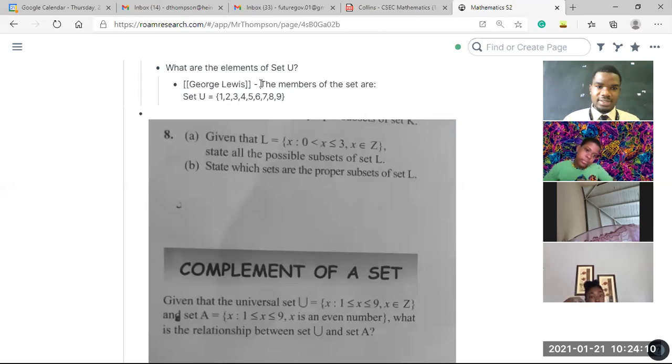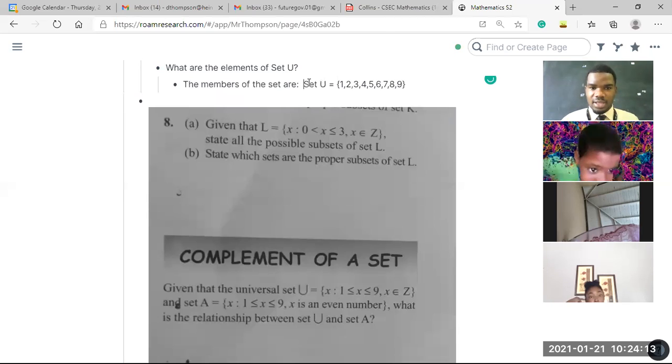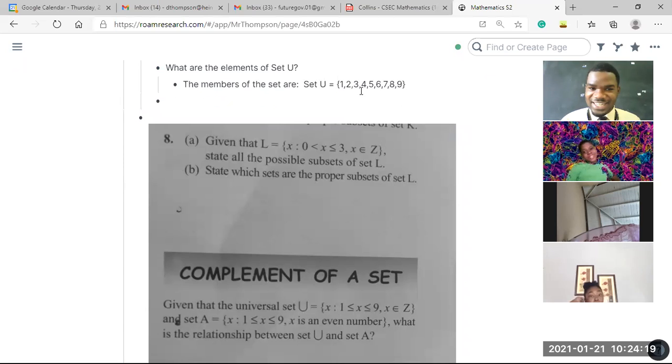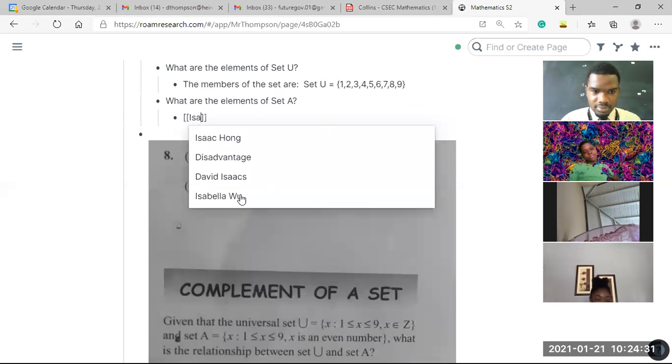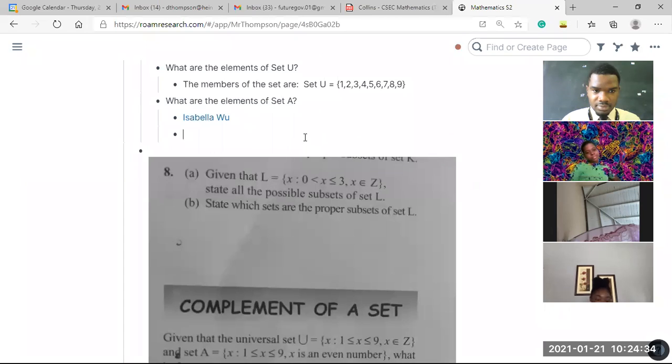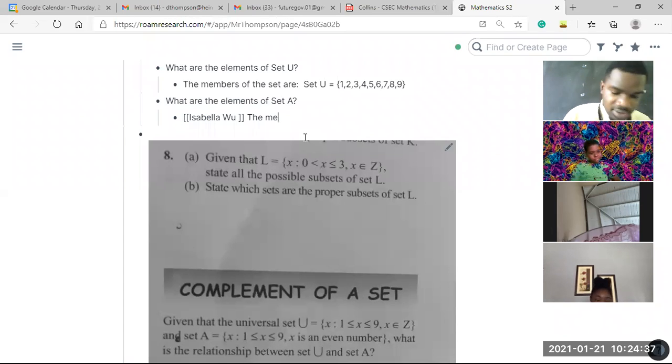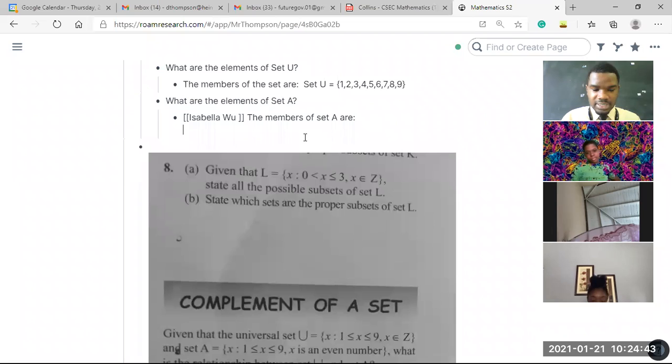Alright. We got it right. Okay, good. Let's go to Isabella now. Isabella, what are the members of set A? The members of set A are 2, 4, 6, 8. Let's write it out: set A is equal to 2, 4, 6, and 8, and she is correct.